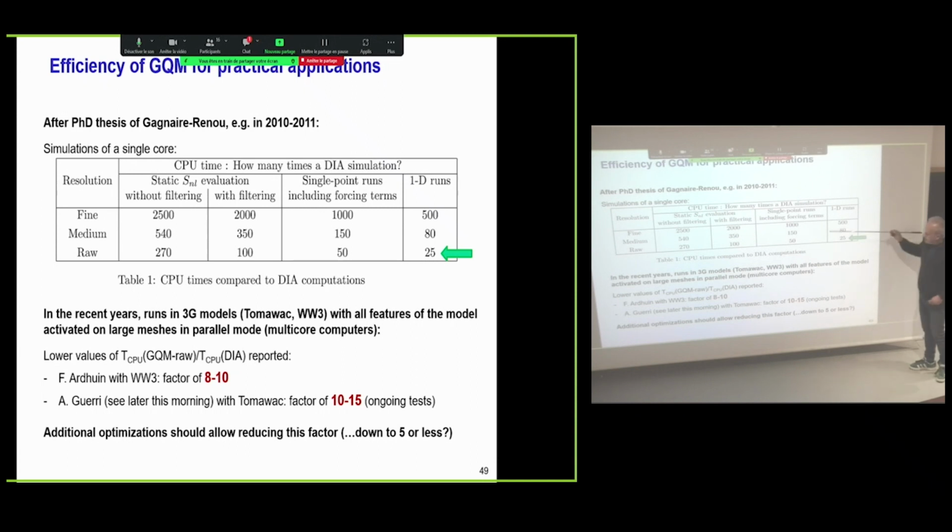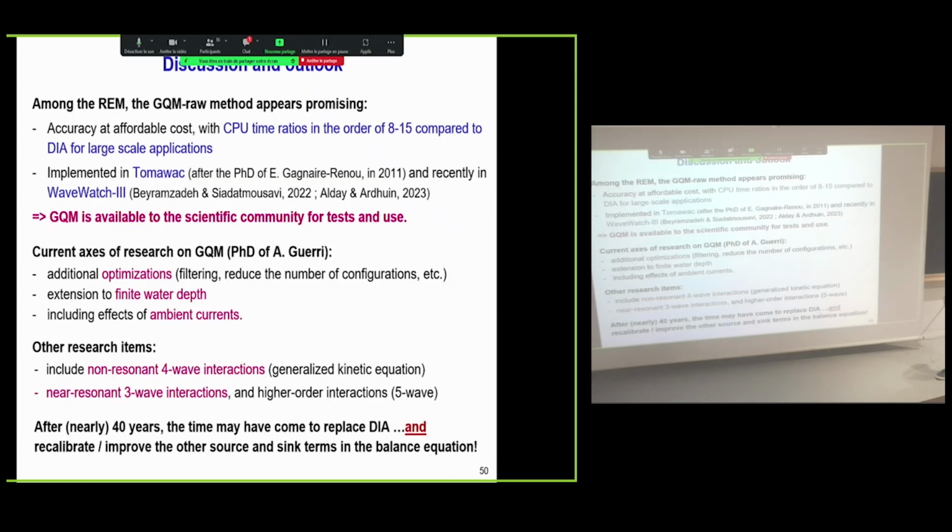Just a word on CPU time. Back in 2010, we had a CPU ratio for the GQM raw method compared to DIA of about 25 when using it in 1D simulations. But in recent years, when this model was implemented and used in modern wave models like WaveWatch 3 and Tomawac, we get a ratio of CPU time in the order of 8 to 10, as Fabrice mentioned in the introduction. On our side, we are getting a factor of about 10 to 15, but we are still testing that. So there is room for improvement, maybe to reach in a couple of years factors lower than that, maybe 5 or maybe less. Okay, and I conclude here with this conclusion.